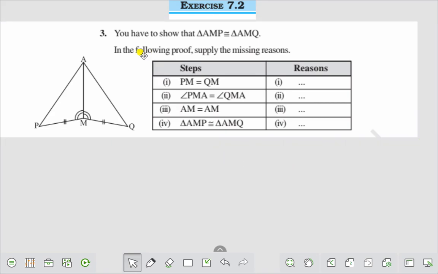Question number 3 is you have to show that triangle AMP is congruent to triangle AMQ. In the following proof supply the missing reasons.